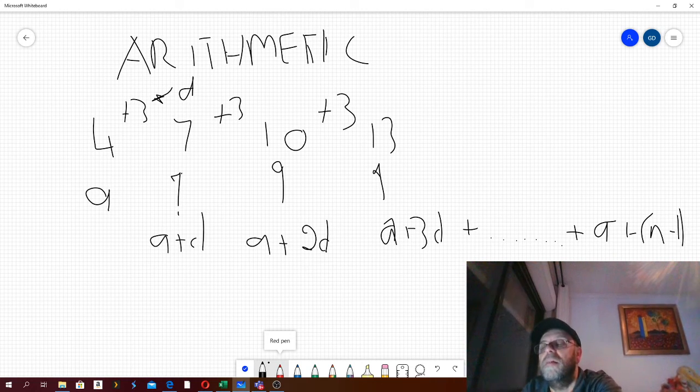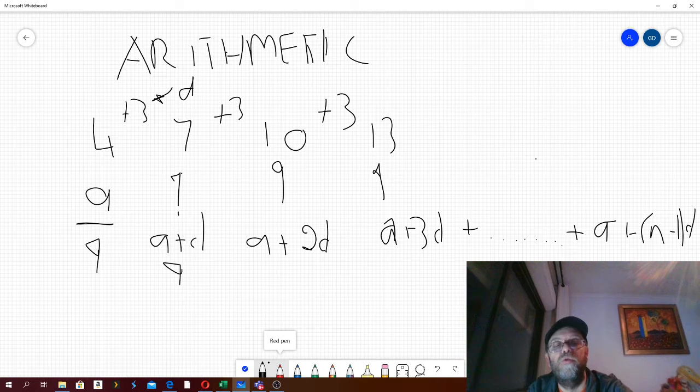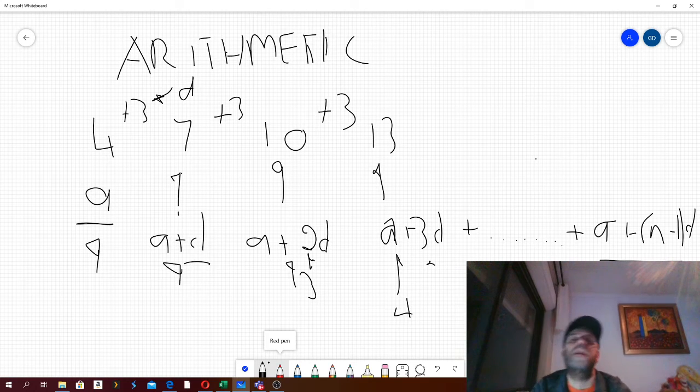Why minus 1? Well, remember, we started with an A, which was a 0d. That was term 1. Term 2 had 1d. Term 3 had 2d's. Term 4 had 3d's. Every time the d count is 1 less than the term number, so the nth term must have n minus 1 d's. Okay, and that would be the entire arithmetic progression.